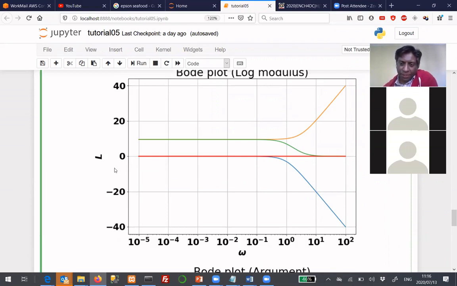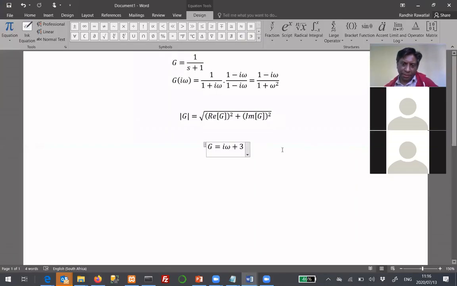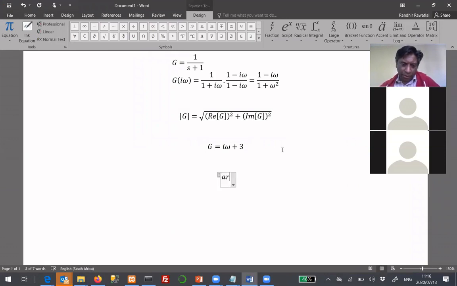Then, of course, to complete the picture, we also need the angle. So the angle is, of course, going to be log G, and that's always going to be equal to the arctan of the ratio imaginary part of G over the real part of G.